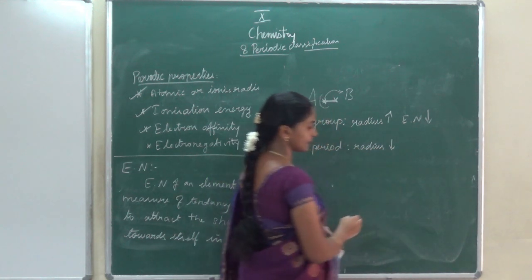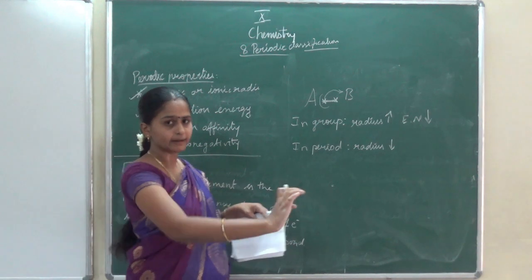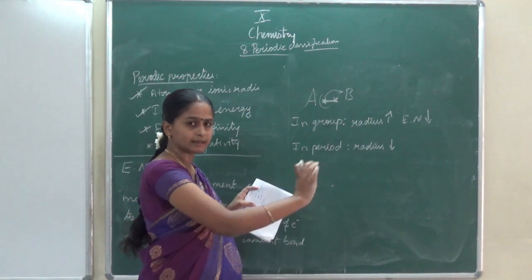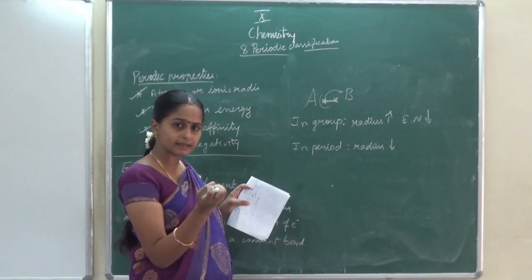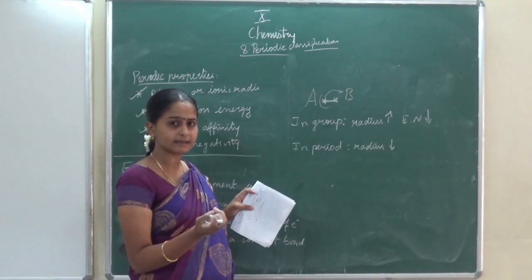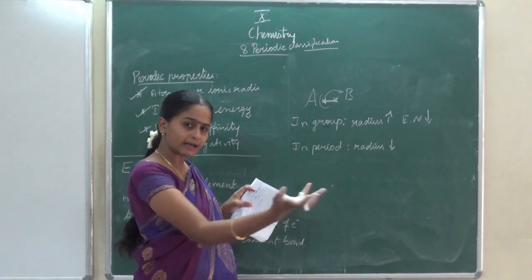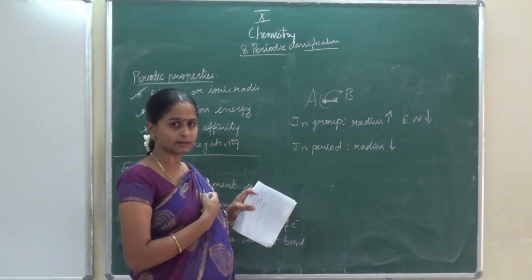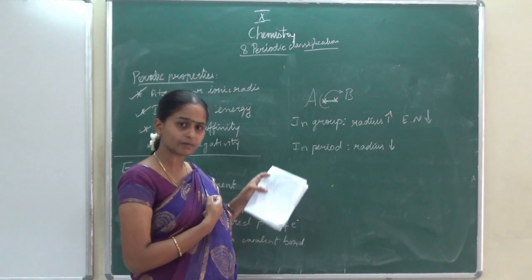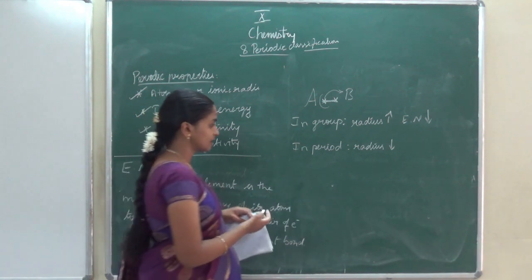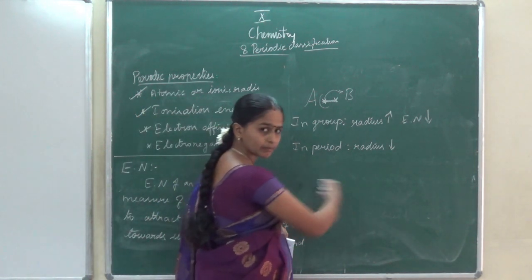Radius will decrease. When the radius is decreasing from left to right, the atom can easily pull the electron. Radius is decreasing means the nuclear charge is more. So it can easily attract the shared pair of electrons towards itself, as we discussed for chlorine. First, I have written from beryllium to chlorine.